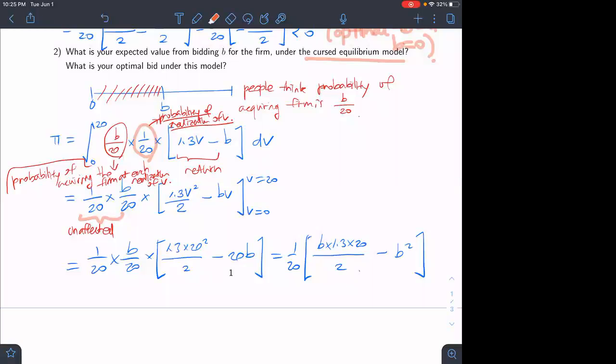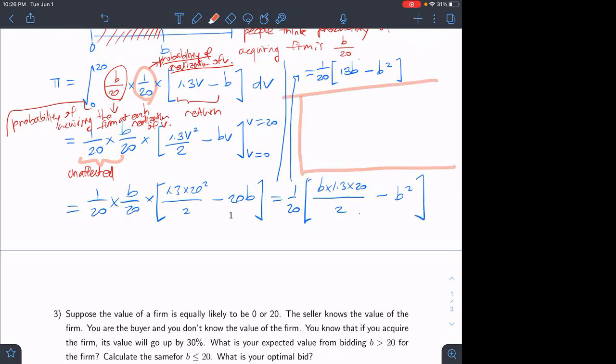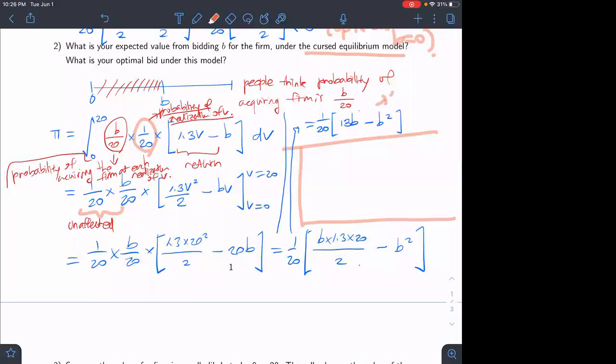With these, algebra is not that important, as long as you understand what is going on. And then we have 1/20. Let me write again. 1/20. Here we have 13 times b minus b squared is the end. So this is my expected value. This is the expected value that the question was asking.